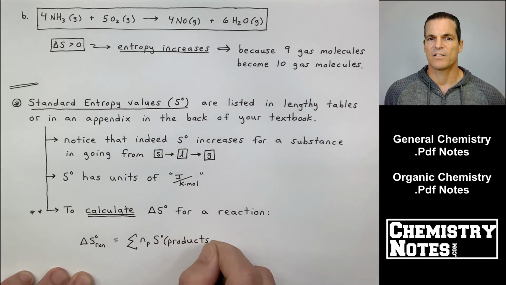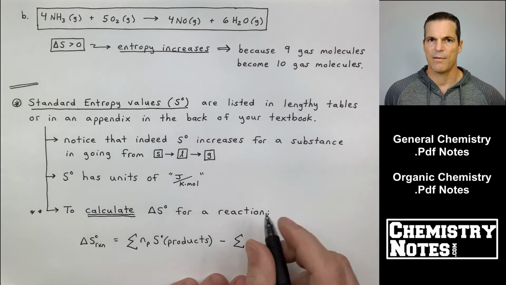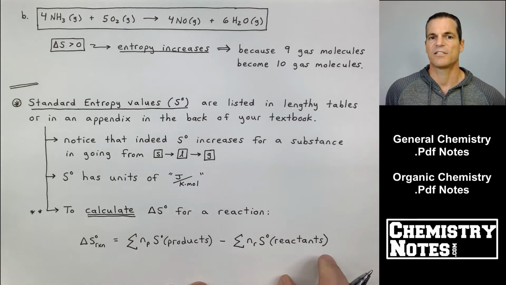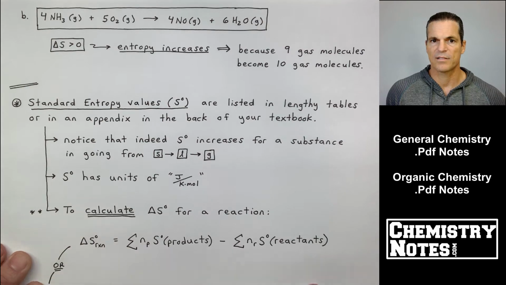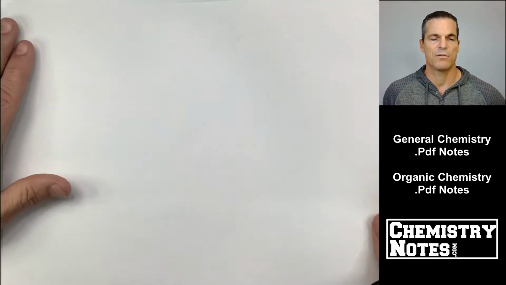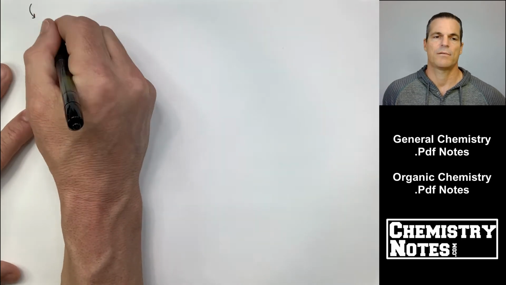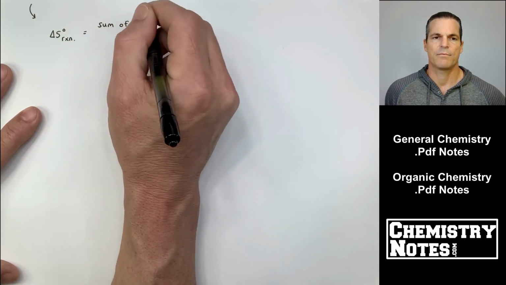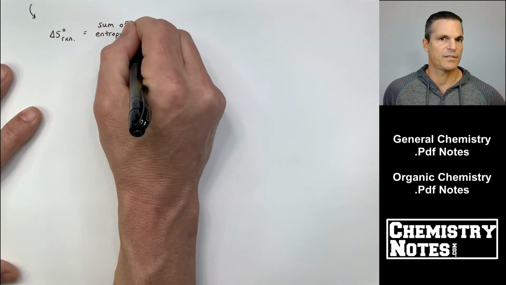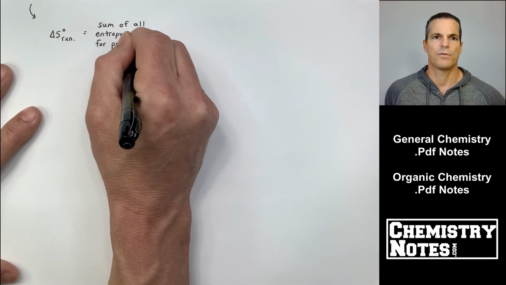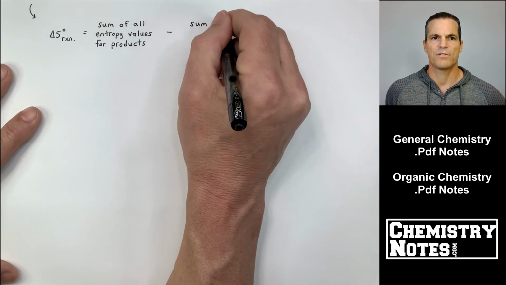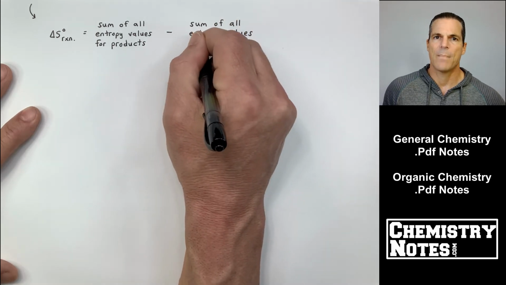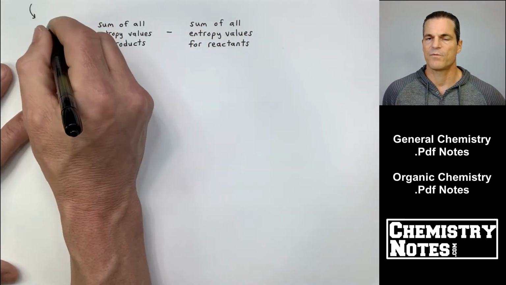So to calculate delta S for a reaction, we have this fancy looking equation, but I like the equation on the next page. Basically, the change in entropy for a reaction is just the sum of the entropy values of all the products minus the sum of all the entropy values of the reactants. In other words, here's my version of it. The change in entropy of a reaction, whether or not disorder increases or decreases for a reaction, is equal to the sum of all entropy values for the products, and you can look those all up in that table in the back of your textbook, minus the sum of all the entropy values for reactants.